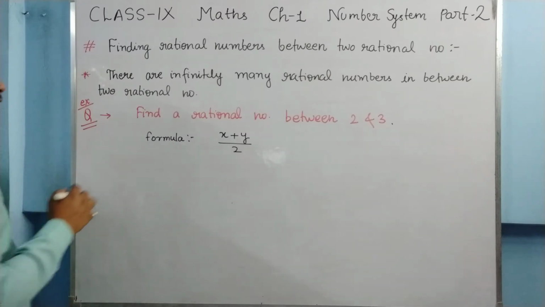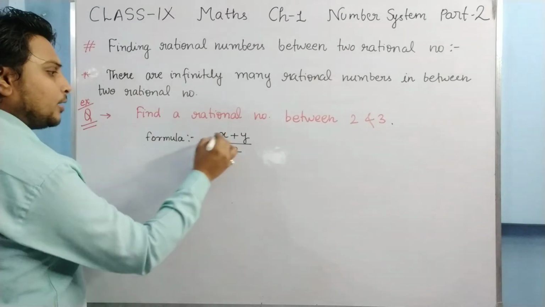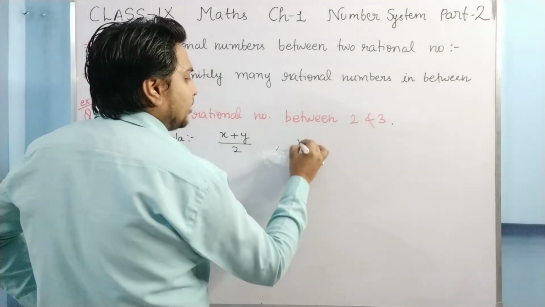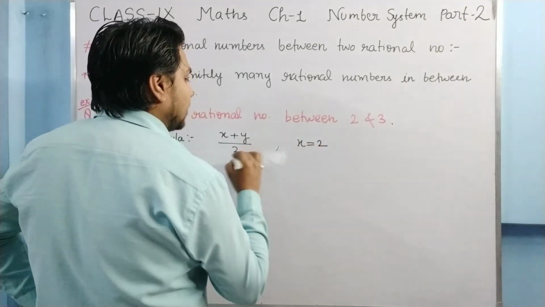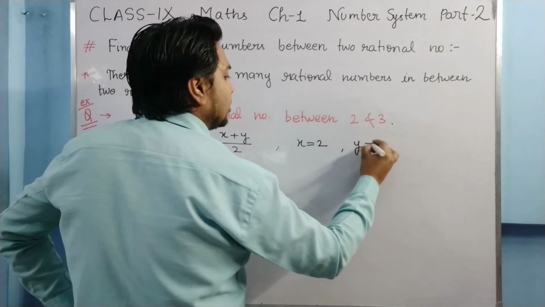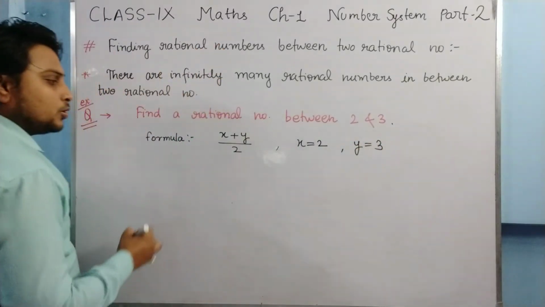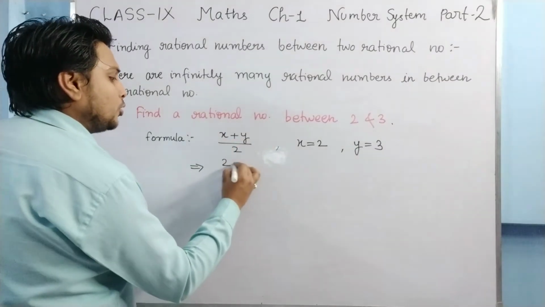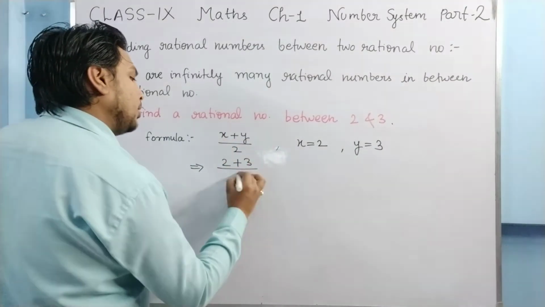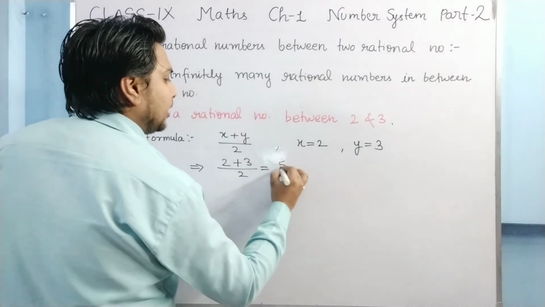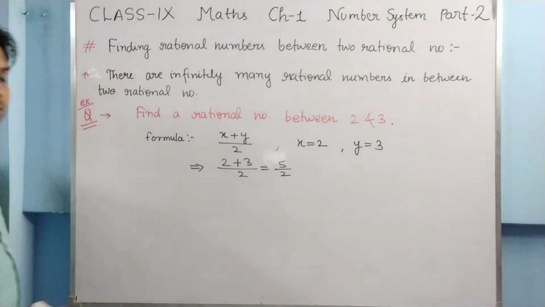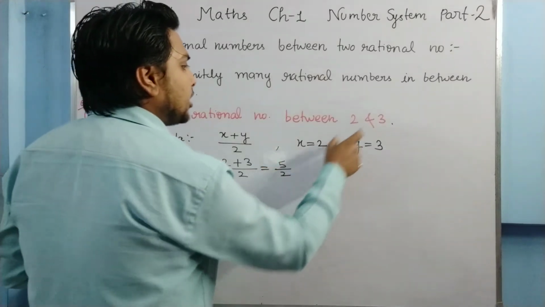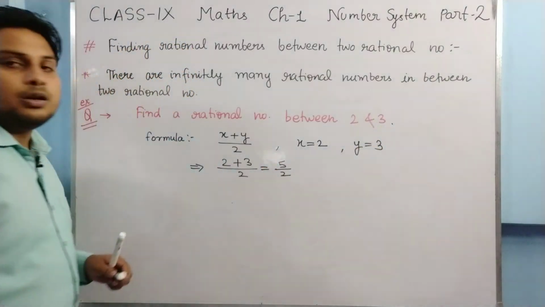Okay, here you can see that in this question the first number, x, is 2, and the other number, y, is 3. So what will be the rational number in between these two numbers? (2 plus 3) upon 2. It means 5 upon 2. So we can say that 5 upon 2 is a rational number in between these two numbers.